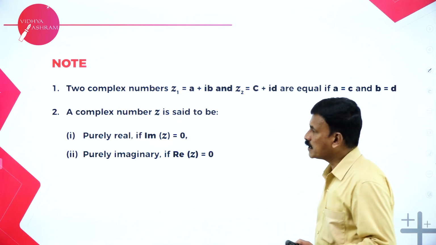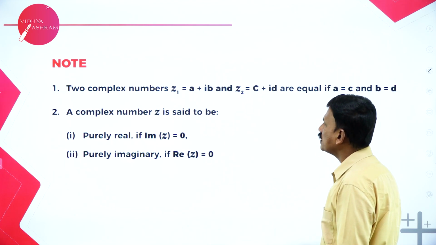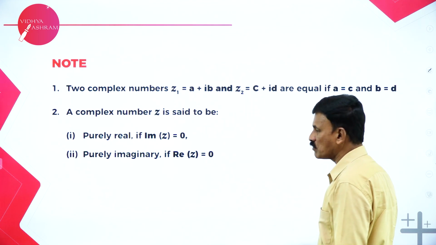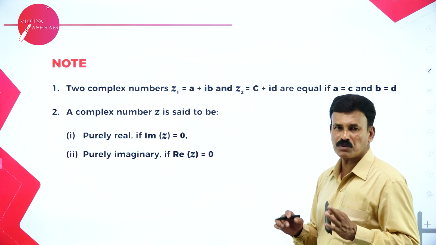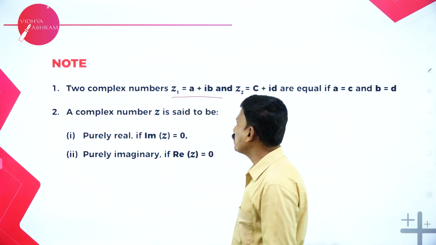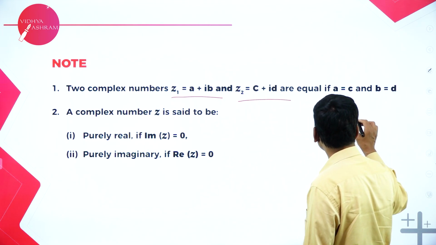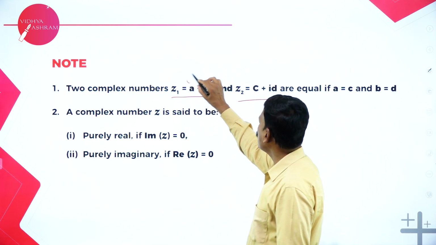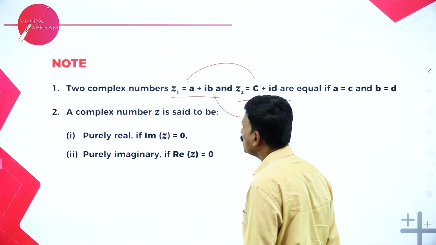Now let us take a small note. Two complex numbers z1 and z2 are said to be equal if and only if their corresponding real parts and imaginary parts are equal. So two complex numbers z1 is equal to a plus ib and z2 is equal to c plus id are equal if and only if the real parts a is equal to c and the imaginary part b is equal to d.